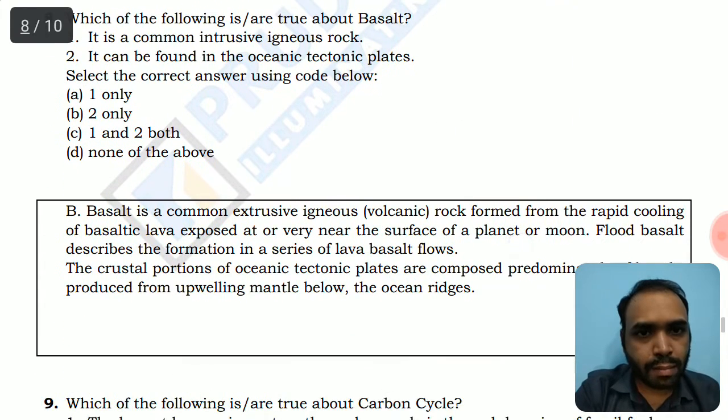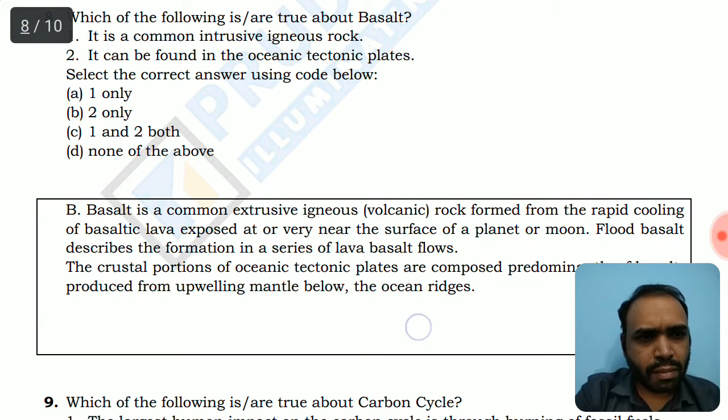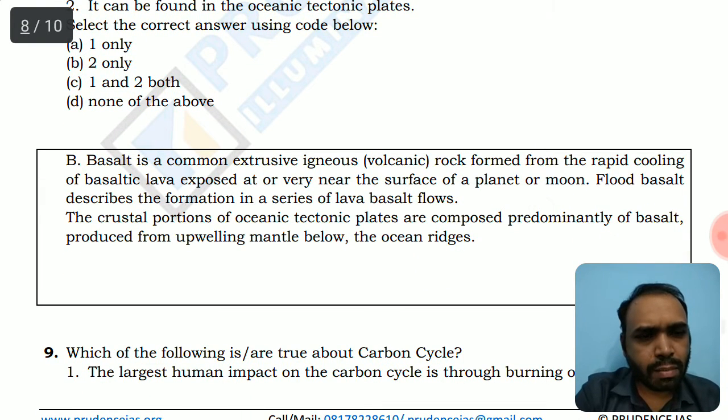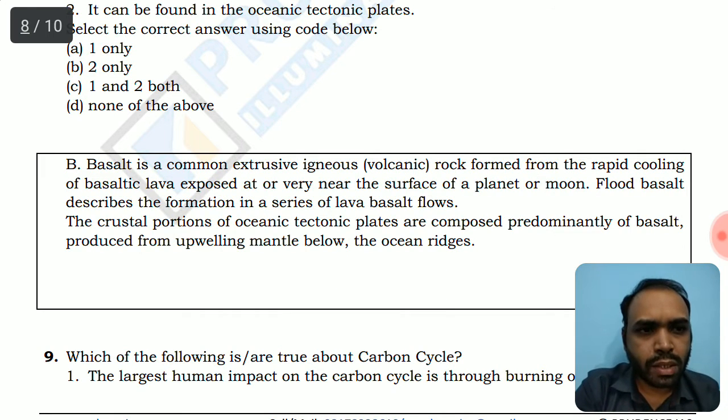Let's have a look at the basalt and its origin. Basalt is a common extrusive rock that is of volcanic origin and formed from the rapid cooling of basalt lava exposed at or very near the surface of a planet or the moon. So it can be found on the moons and satellites of the planets also. Flood basalt describes the formation of a series of lava basalt flows. The crustal proportion of oceanic tectonic plates are composed predominantly of basalt produced from upwelling mantle below the oceanic ridges.